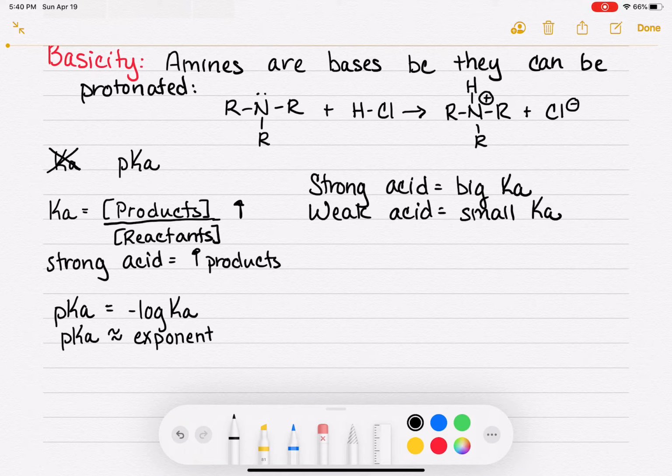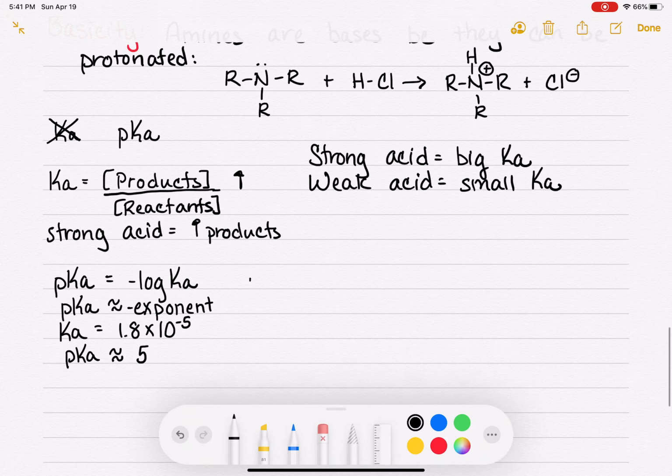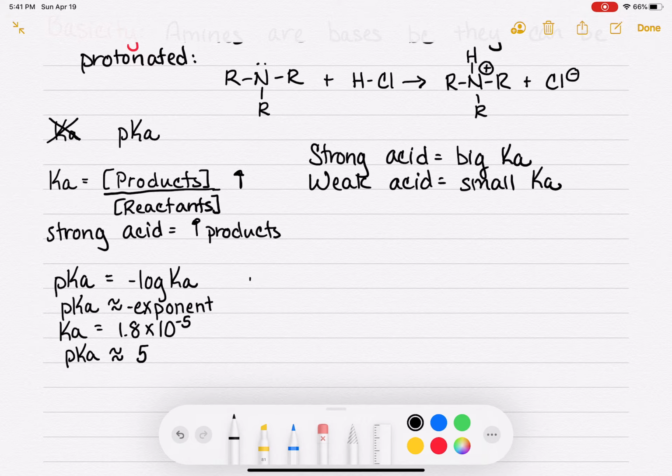So for example, if our Ka is 1.8 times 10 to the minus 5, our pKa is going to be approximately 5. It's the negative exponent, not the exponent. And that's an approximate. In this case, the pKa is actually 4.6, but that's pretty close. So the pKa is essentially the negative exponent of the Ka.